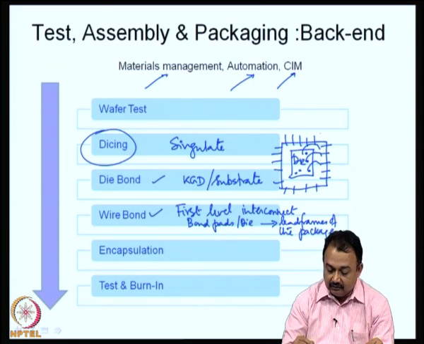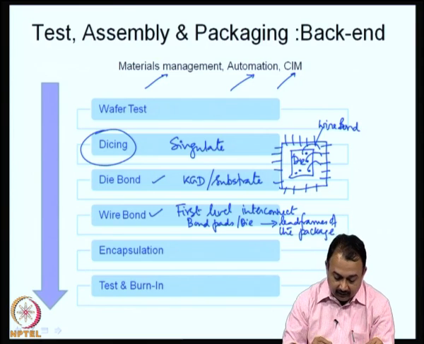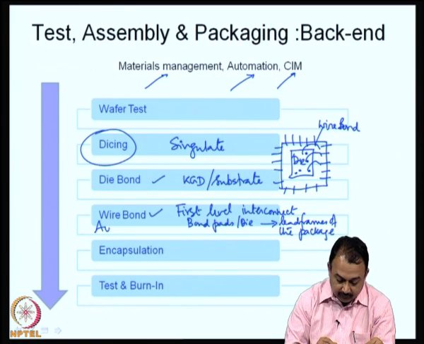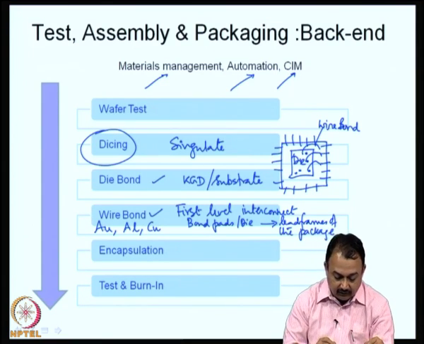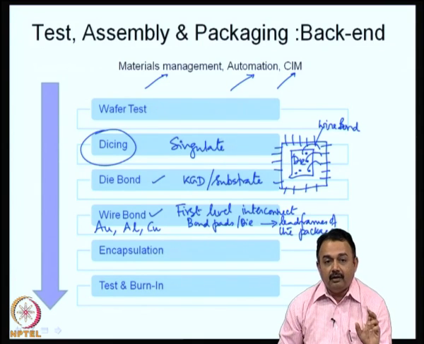Okay. So, this is called a wire bond. The wire bond usually is gold or aluminum, sometimes copper is also used. So, this is gold, aluminum or copper. So, wire bond typically represents more than 80% of the first level interconnects today.